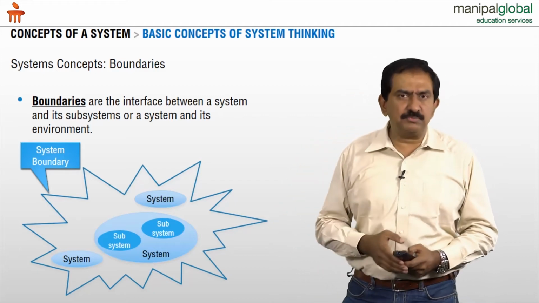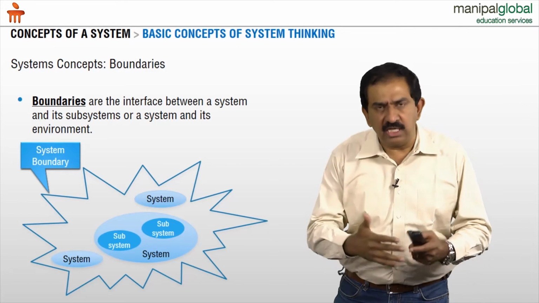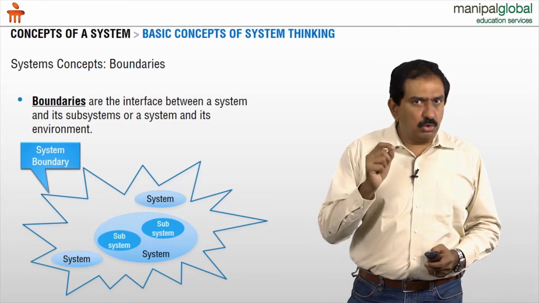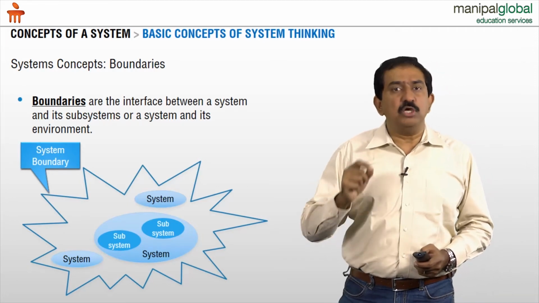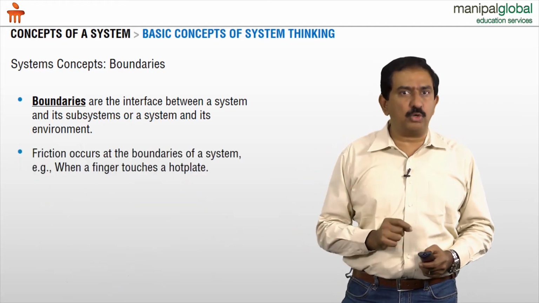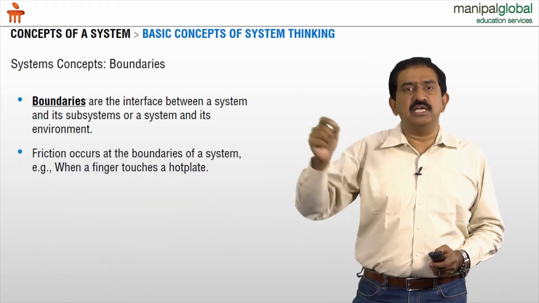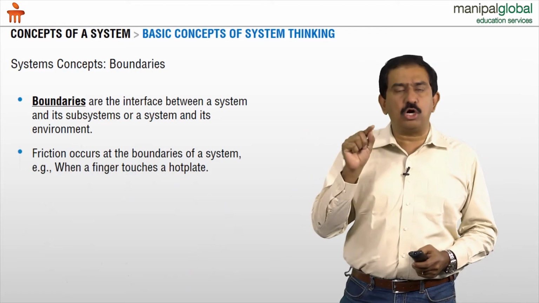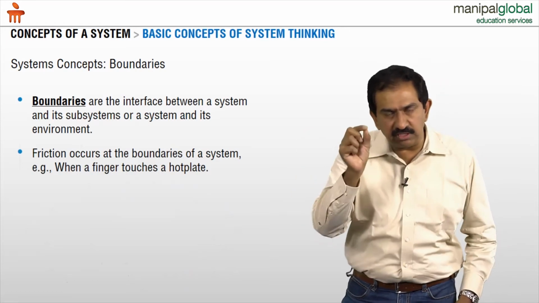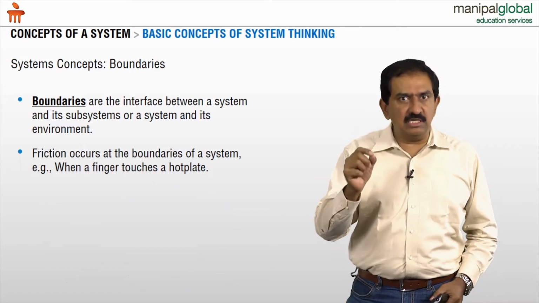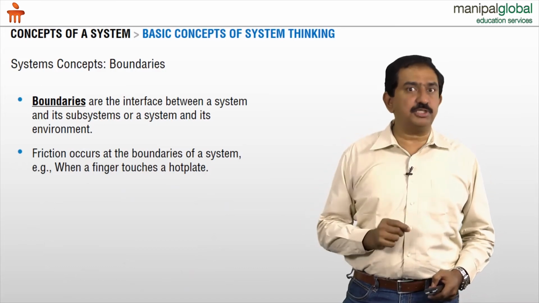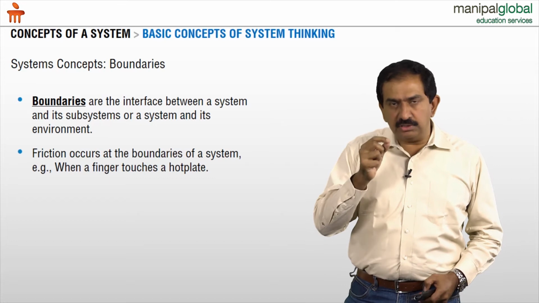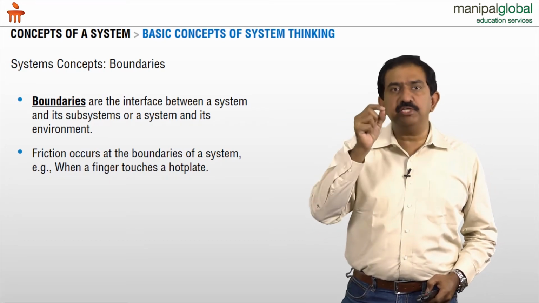Now, why is this concept so important? First of all, of course, it helps you define the size of the system that you're talking about. But more importantly, remember that the moment you have defined the boundary of a system, you have also defined what's called the friction point of the system with its environment. What do I mean by this? Suppose I took my finger and placed it on a hot plate. Remember, the skin of my finger is the boundary of my system. That skin senses the hot plate temperature and immediately withdraws the hand. The friction in this case was the high temperature on the skin.